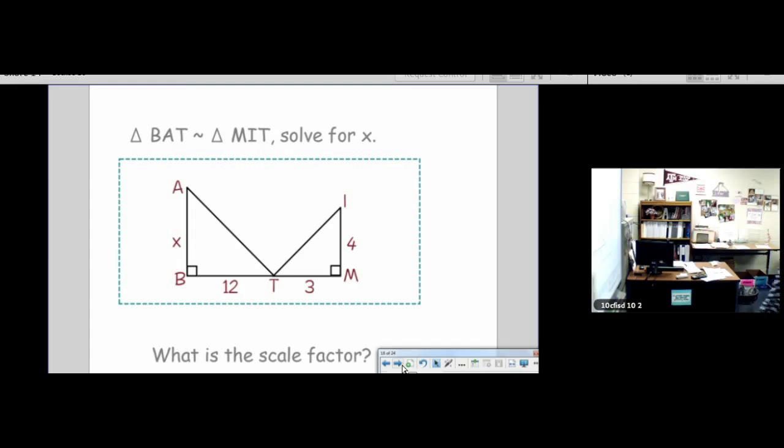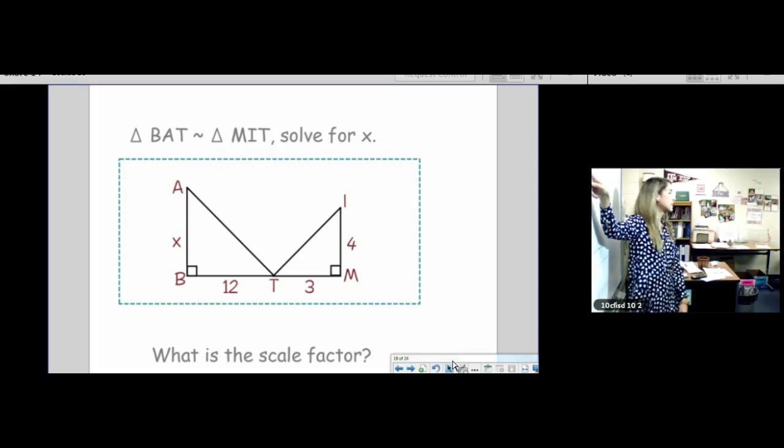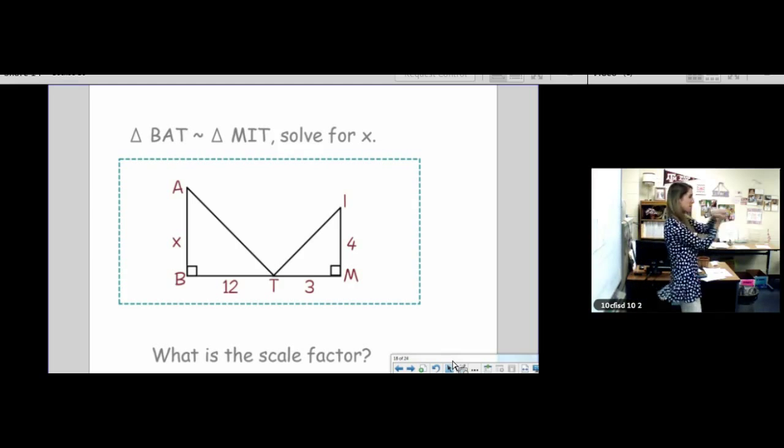Let's solve for x. You knew we had to get there somehow. Okay, triangle bat is similar to triangle mitt. Get what I did there? Bat. Anyways, solve for x. Go ahead and set up a proportion and solve for x. Go.